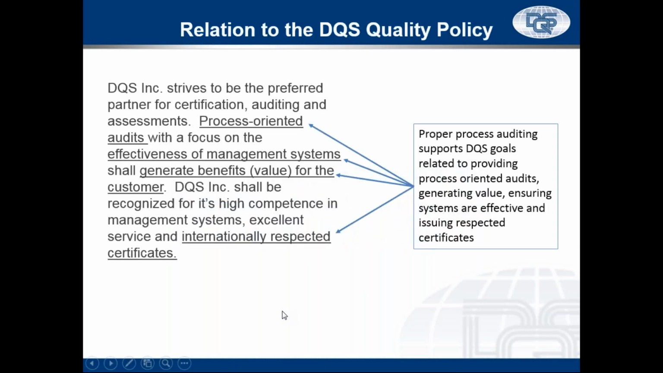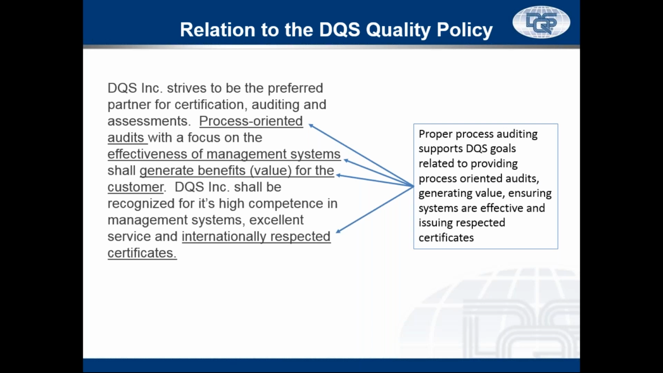It's been a while since we've done one of these webinars. The last one we did was on design and APQP. And so we like to reinforce the DQS quality policy. We want to do process-oriented audits, and through the course of this, I'm going to talk about input, process, output, and measurement as it relates to the function of contract review. With apologies, I'm going to refer to it as contract review. That's what I grew up learning it as, and most of you know it that way anyway.